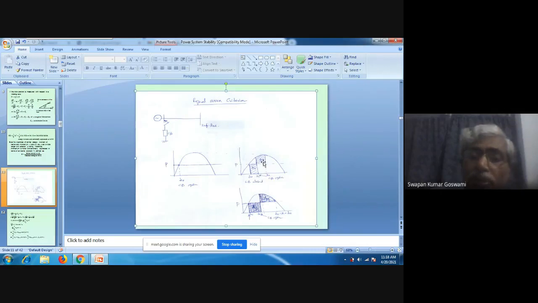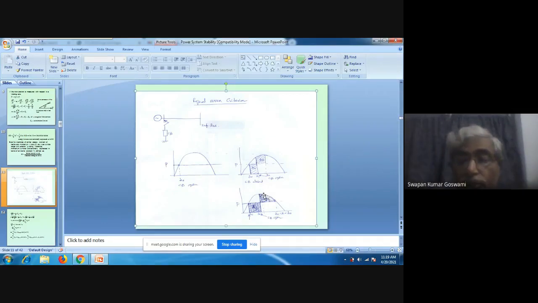Again, following the same logic, generator output is becoming more than input. So generator will start decelerating, speed will start decreasing. But from what value? From the speed it has attained, which is much above synchronous. So from that speed it will decrease, but again it is still more than synchronous. So delta will continue to increase.